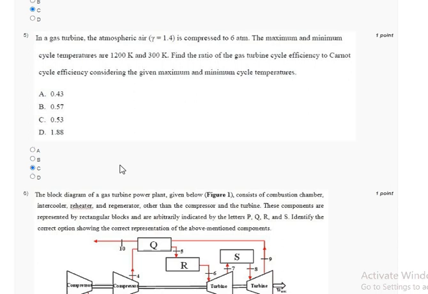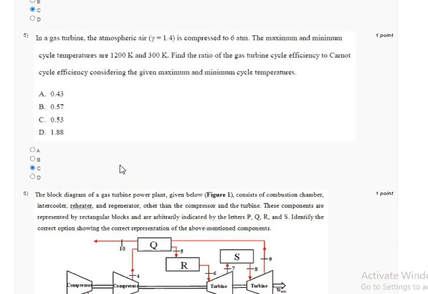Question number 5, in a gas turbine the atmospheric air is compressed to 6 atmosphere. The maximum and minimum temperature is given, and we have to find the ratio of the gas turbine cycle efficiency to the Carnot cycle efficiency. So temperature range is same for both the efficiencies. So we have to find the ratio of gas turbine cycle efficiency and the Carnot cycle efficiency.